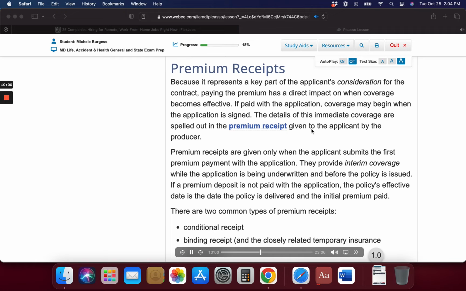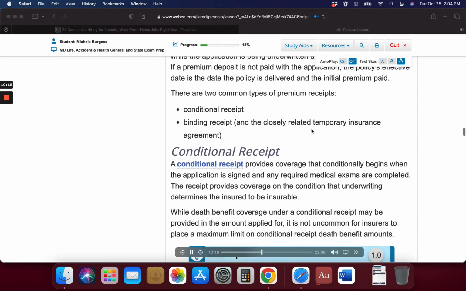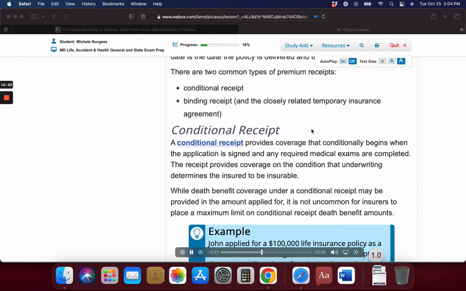Premium receipts are given only when the applicant submits the first premium payment with the application. They provide interim coverage while the application is being underwritten and before the policy is issued. If a premium deposit is not paid with the application, the policy's effective date is the date the policy is delivered and the initial premium paid. There are two common types of premium receipts. Conditional receipt, binding receipt, and the closely related temporary insurance agreement.